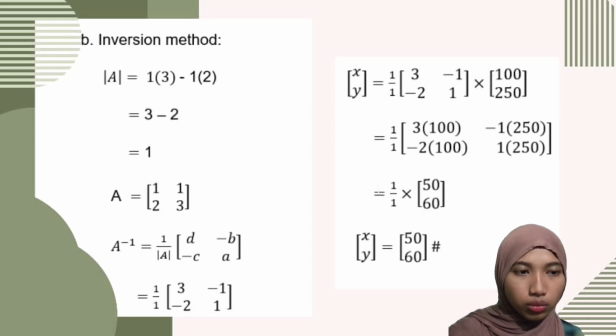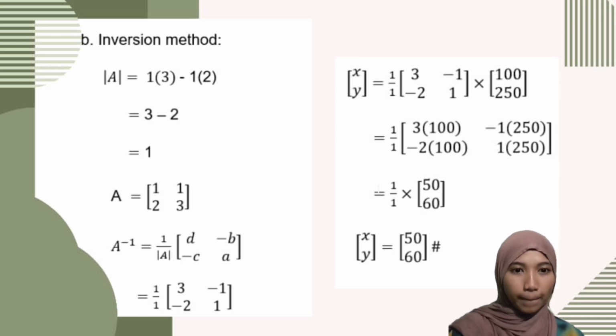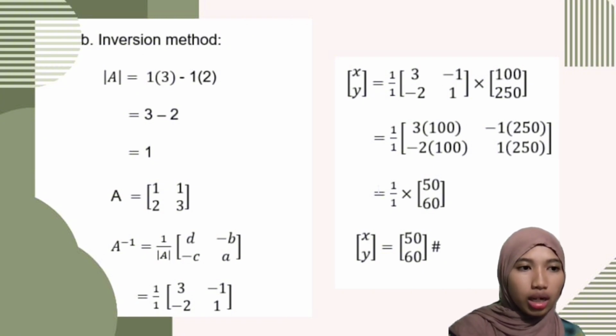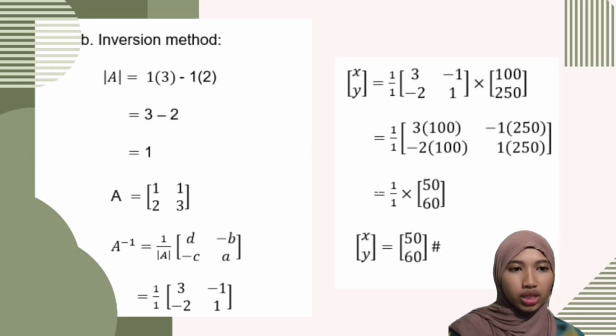3 and 1, just replace them. So after that we need to multiply the inverse of matrix A by the constant vector, 100 and 250.